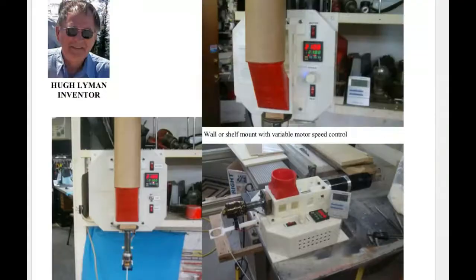So what's nice to see is, the first picture is not too bad of an idea here. This is kind of the most comprehensive picture: you've got a motor driving an auger, and here's the hopper where you put in the pellets, and then there's the hot tube here that spits out your filament.